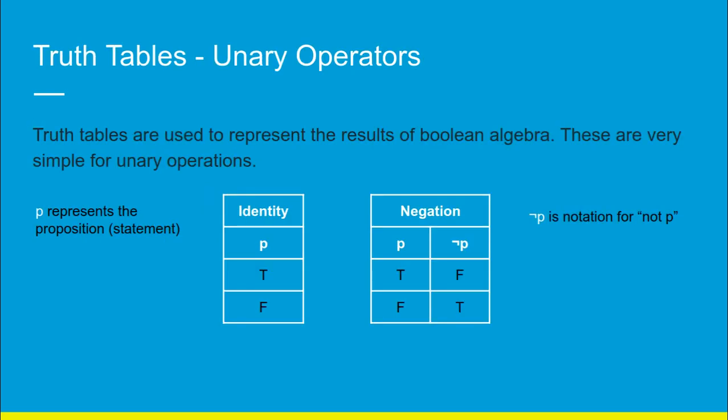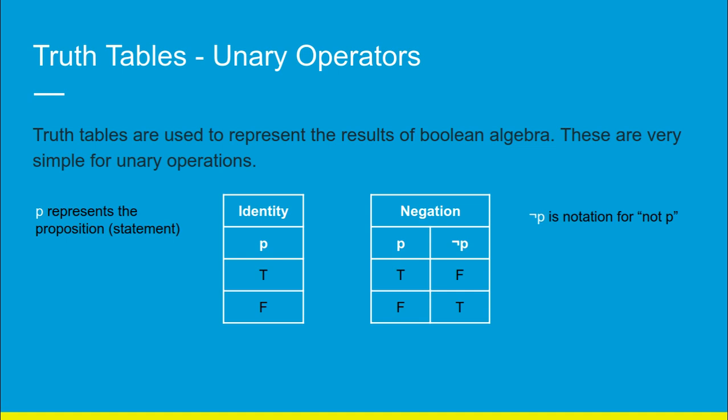All right, so how many people have seen truth tables before? Yeah, some people have seen truth tables. So a truth table is just a kind of concise way for us to express the results of Boolean operations.